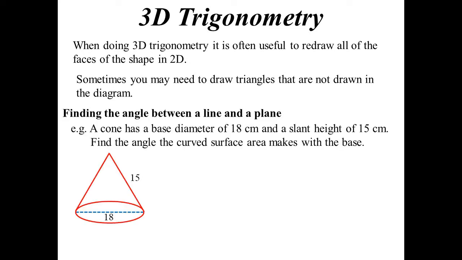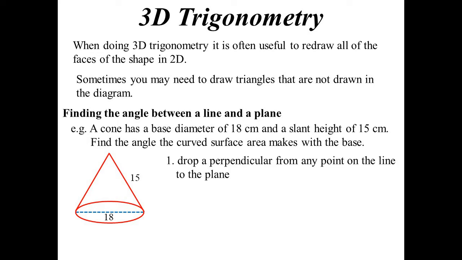So for this example, we've got a cone. We're told its diameter is 18, slant height of 15. It wants to find the angle the curved surface area makes with the base. So first thing we do is we drop a perpendicular from any point on the line down to the plane. Now, because we've got the slant height, in the cross-section that I've drawn there, the slant height is like a line, and we're finding the angle with the plane, which is the circle on the base. So we drop that line down until it meets the plane.